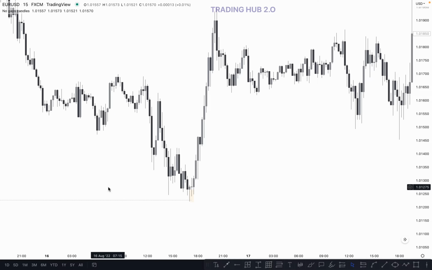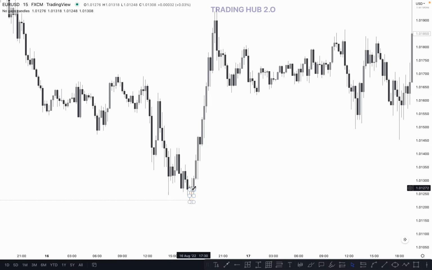It doesn't mean that market structure changed, because our bullish structure is still bullish after sweeping this low, because market did not break this low. If market breaks this low and closes below it, then we can consider this a change of character, because market was bullish. So what happened here? Market swept this low and you can buy here for the short term.